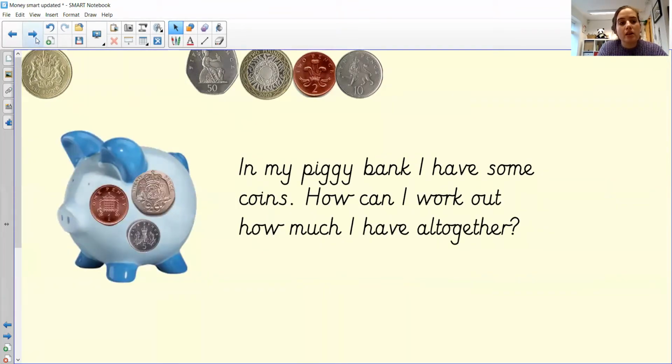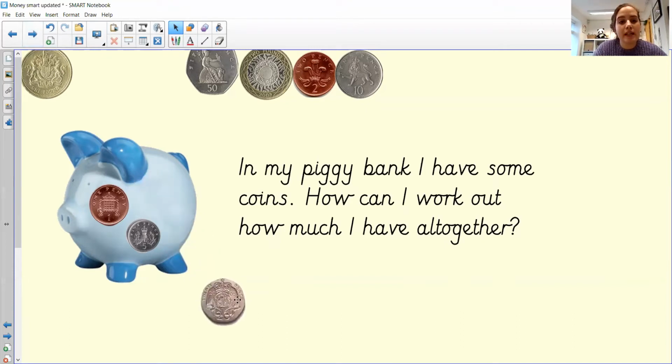So what we're going to do is have a practice looking at my piggy bank amounts and writing down and drawing for each one to work out the total amount. So pause the video now, have a go at this one by drawing the value of each coin and then adding them together, and we'll come back afterwards.